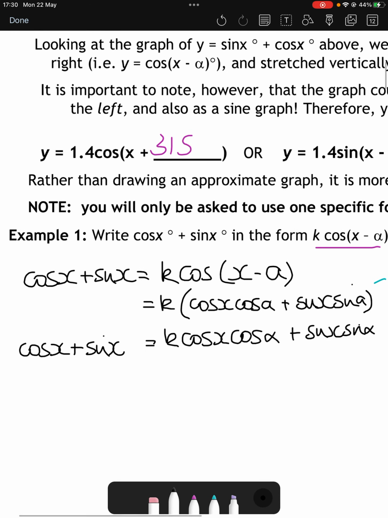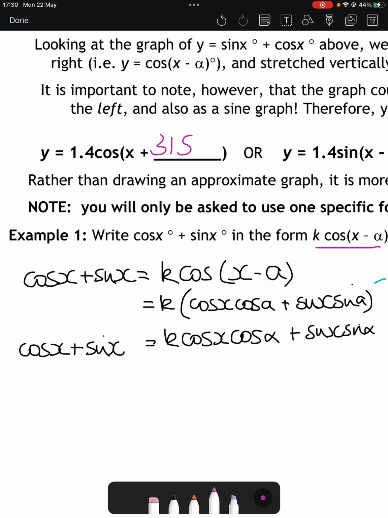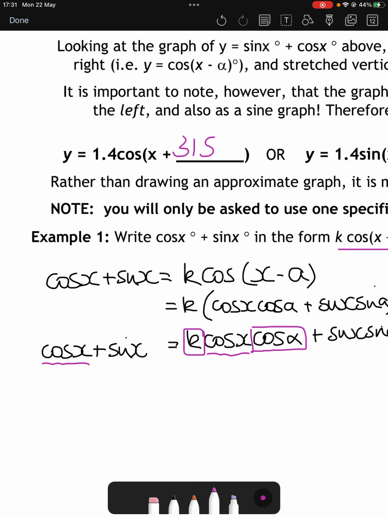Right, now because this is an equation, these are equal. So what does that mean? Well, that means, I'm going to change our colours up, that if we have a cos x, we have a cos x there. So whatever is in front of the cos x must be the same as whatever is in front of this cos x. Now there's nothing there, so technically there's a number 1. So what we can extract from that is that 1 equals k cos alpha.